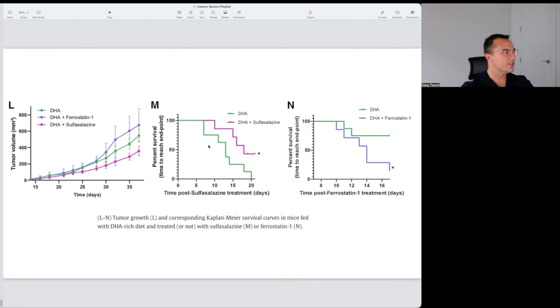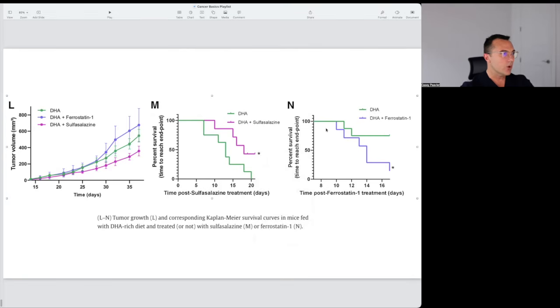And then we see here that post DHA, they lived about 20 days before almost all of them had passed away. And then if they got sulfasalazine plus DHA, they lived significantly longer. I wish they would have put this out further to see how long they actually did live compared to the controls. But it seems to be a significant difference when given DHA and sulfasalazine, not only with the tumor volume, but also the actual survival of these animals.